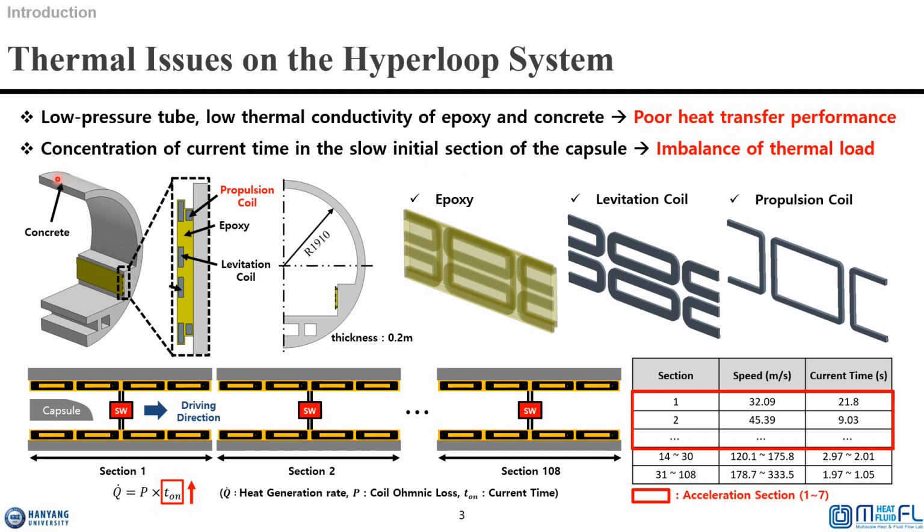Second, the initial flow speed of the capsule leads to longer duration within each acceleration section, causing an increased time per current application. As a result, this section experiences higher heat generation compared to others, leading to an imbalance of thermal load between sections. To address these issues, we have devised an effective cooling system.